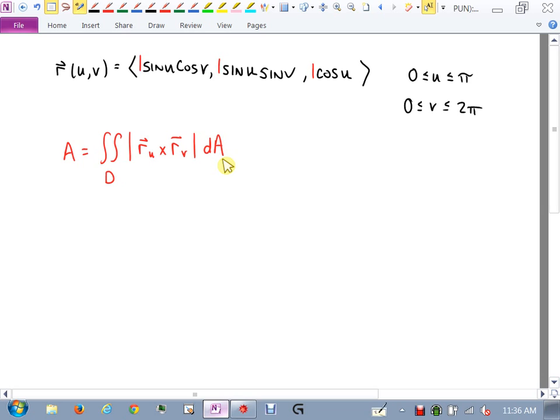You know how when we converted from Cartesian to polar, we always had to put the r in there? Remember that? And when we went from Cartesian to spherical, we had to put something weird in there? Do we have to concern ourselves with that here or not?